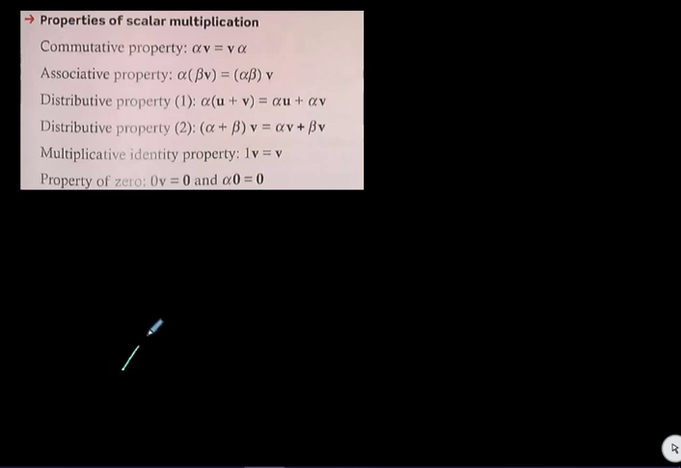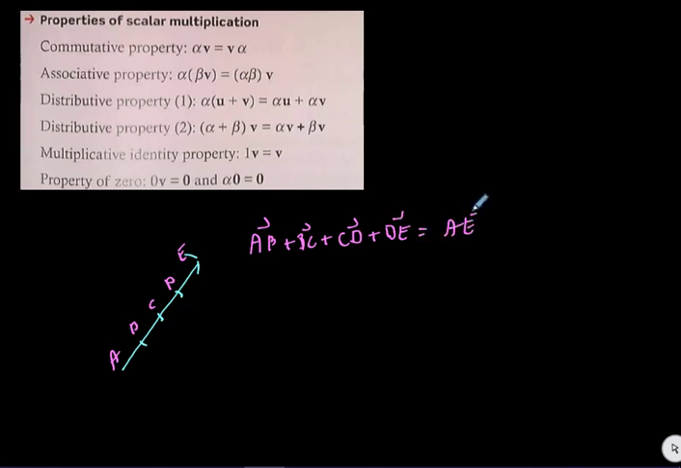Let's see if I can split this up. Let's say it's split up into 4 parts right here, and we can call these points A, B, C, D, and E. Then we can see that vector AB, using the triangle rule, plus BC plus CD plus DE is all going to be equal to the vector AE.